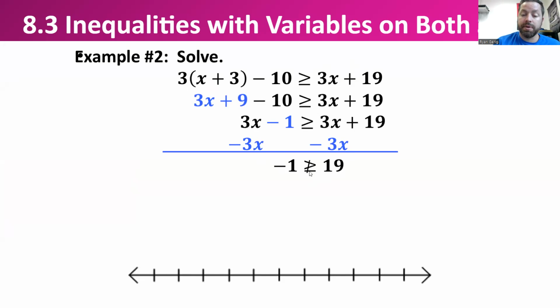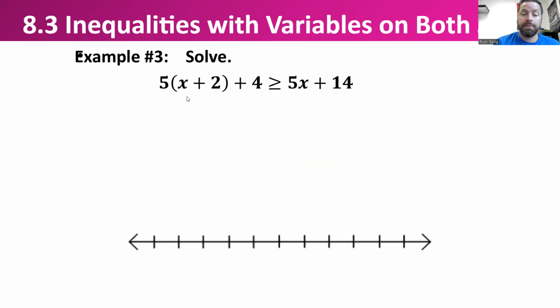Is negative 1 greater than or equal to 19? No, it's not. So what does that mean? I actually have no solutions for this problem. There are no possible values for x that would make this a true statement. So in the shading on the graph, I wouldn't shade anything because there's nothing that works.